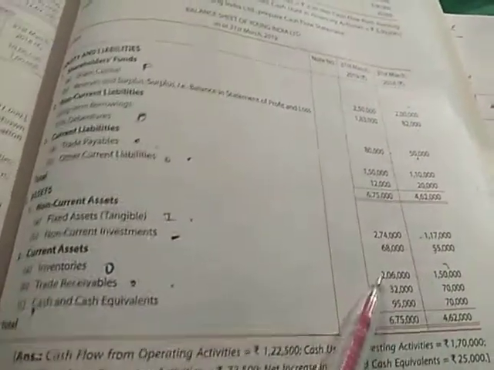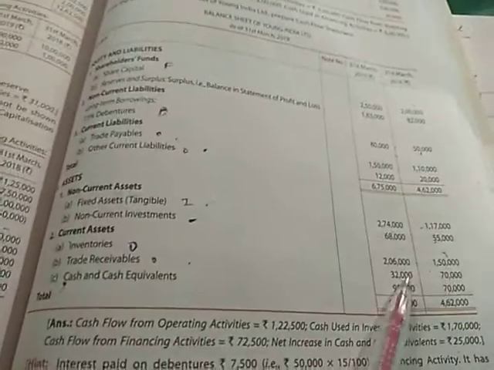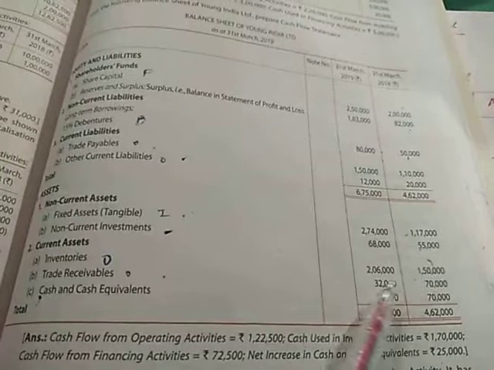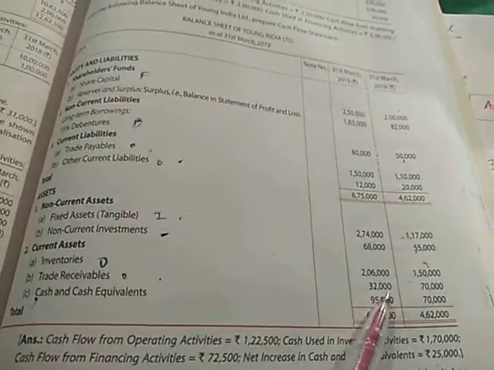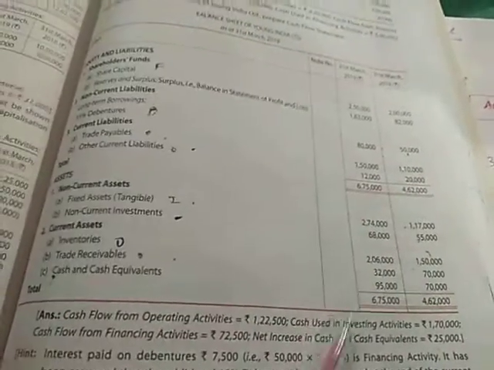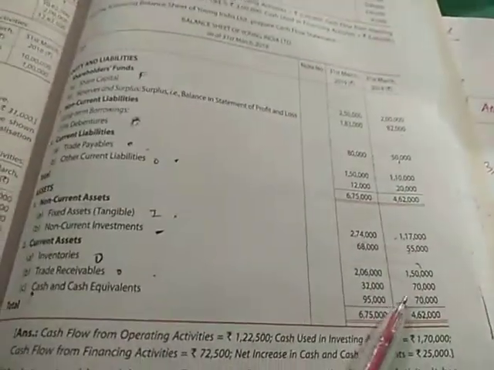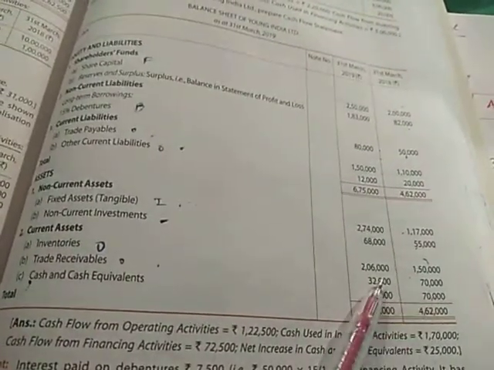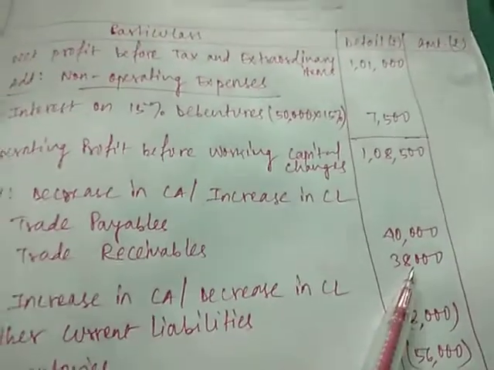Inventories, this is increased. Trade receivable, it is decreased from 70,000 to 32,000. 70,000 minus 32,000, the difference is 38,000. It is decreased, so it will be added. And cash and cash equivalent will not be treated now, it will be treated at the last. So there is only one decrease in current asset, that is trade receivable. So I have written here trade receivables, 70 minus 32, that is 38,000.